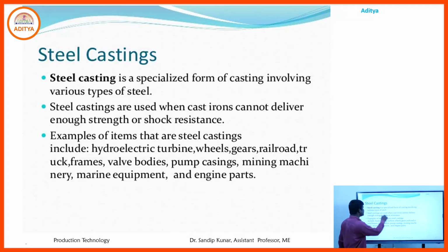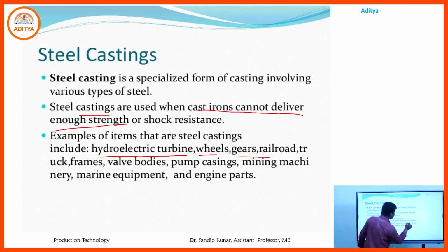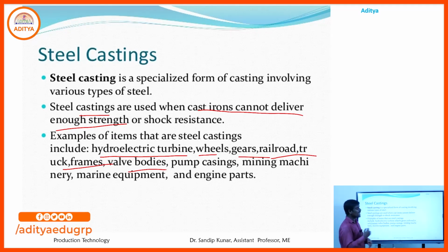Steel casting. So we have seen that we produce various types of steels as per our requirements, and steel castings are also used. Cast iron cannot deliver enough strength. Sometimes we produce cast iron but it does not deliver enough strength, so in those cases we produce special steels for special purposes. These include hydroelectric turbine wheels, gears, railroad and truck frames, and valve bodies.